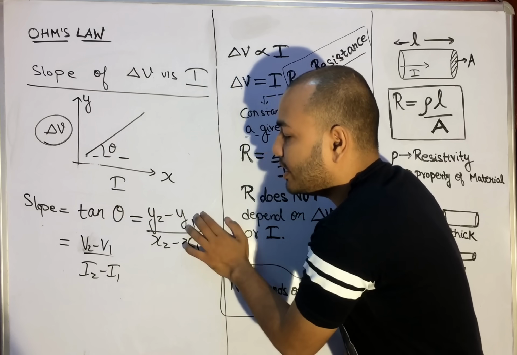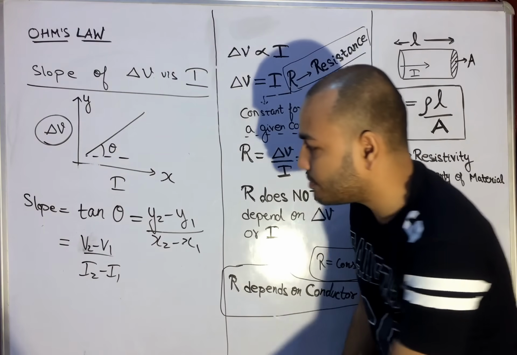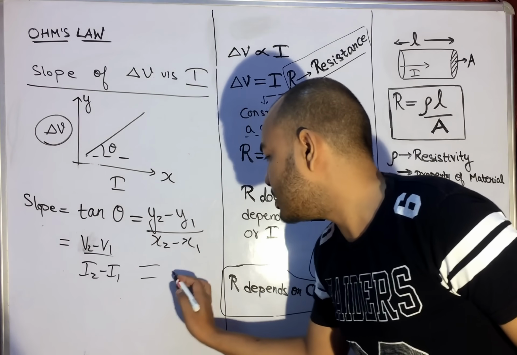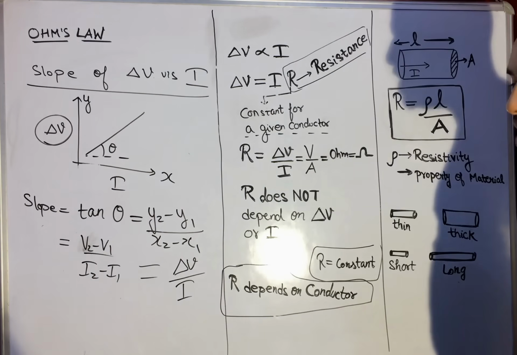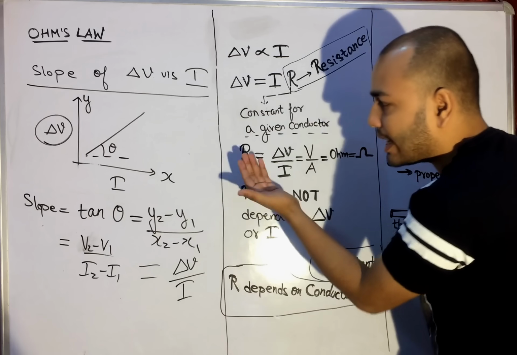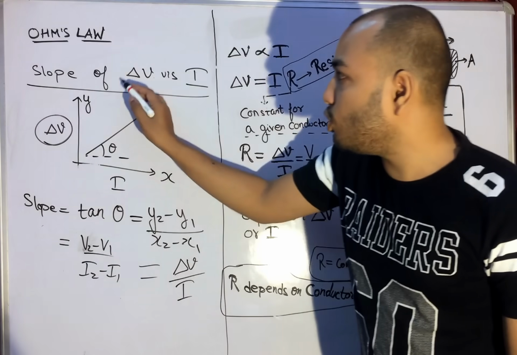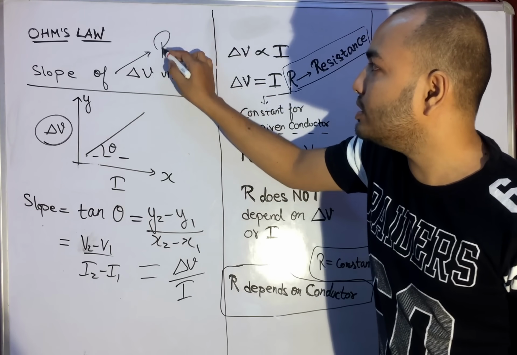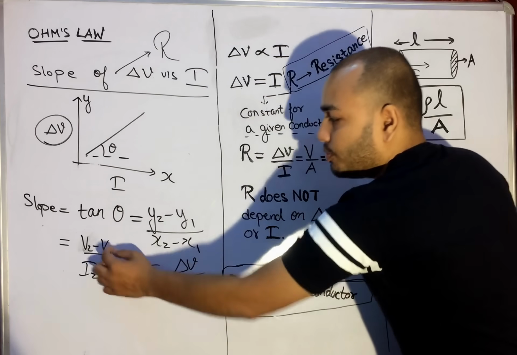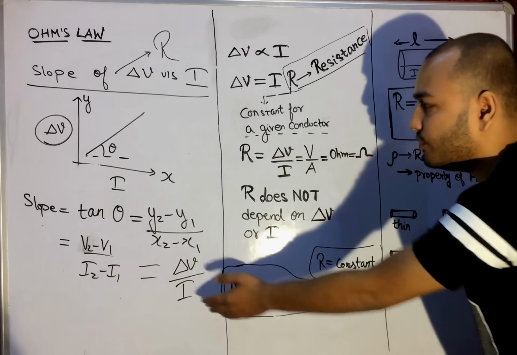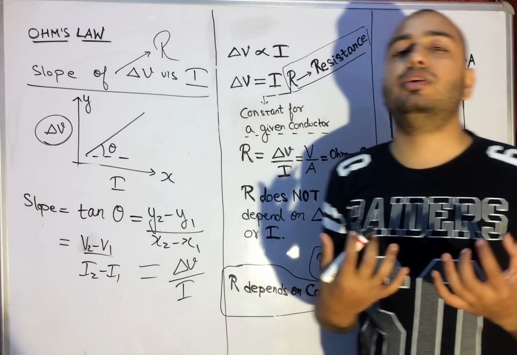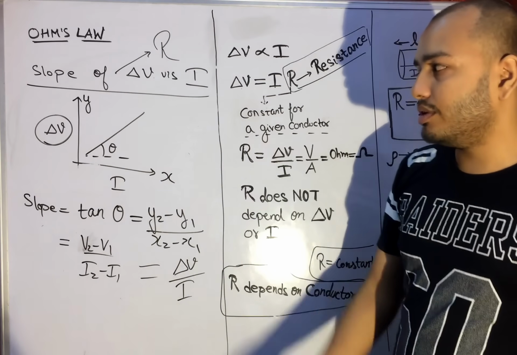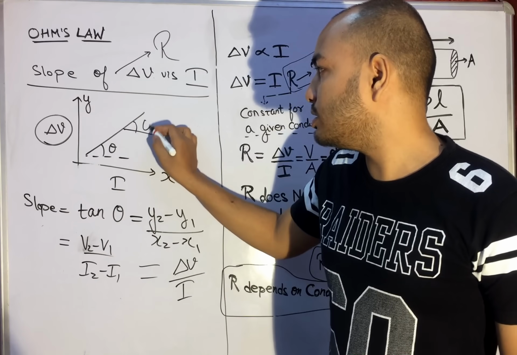So slope is y2 minus y1 upon x2 minus x1, that is V2 minus V1 upon I2 minus I1. That is delta V upon I, change in potential upon change in current, and this is exactly resistance. So the slope of the delta V versus I graph is R. The slope of this graph gives us resistance.